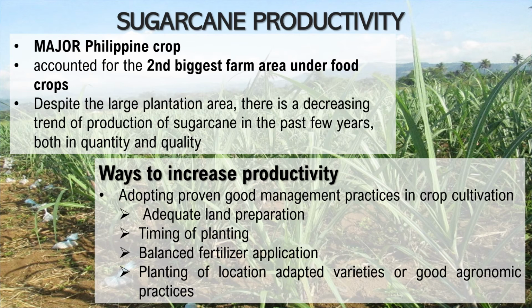Despite the large plantation area occupied by sugarcane, there is a decreasing trend of production of sugarcane in the past few years, both in quantity and quality. You have seen that in the previous slides that I have shown you. So, ano kaya ang dahilan? Why is there a decreasing trend that is observed? Paano? How are we going to increase sugarcane productivity? It could be increased if we adopt proven good management practices for sugarcane cultivation, and this includes adequate land preparation, timing of planting, balanced fertilizer application, and planting of location-adapted varieties or other good agronomic practices.